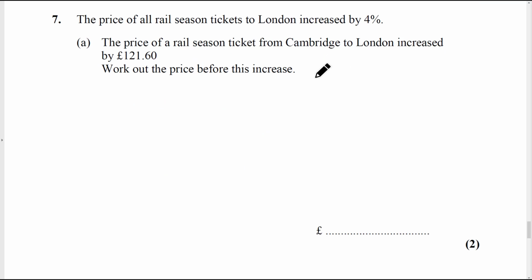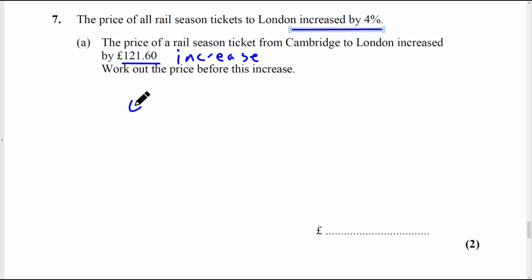Now we're going to do something a little bit different. You've got the price of rail tickets increased by 4%. And this is just a bit of a problem. It's increased by this amount, right? So do have a think about that. It's increased by 4%, but this is the increase.